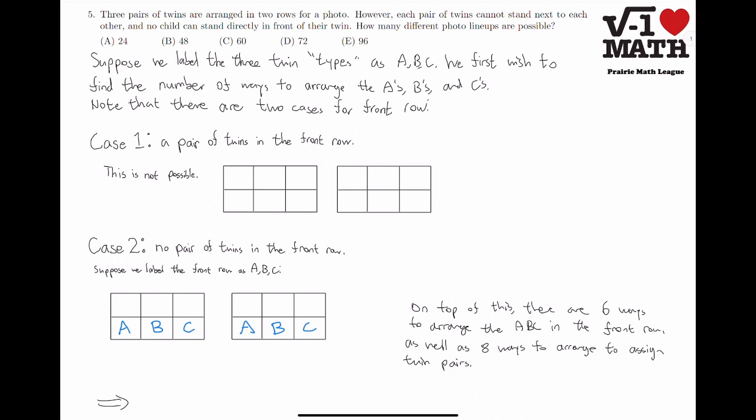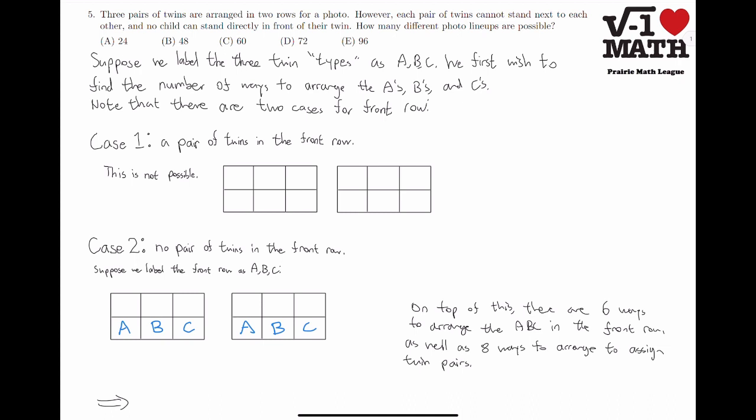We have 3 pairs of twins who are arranged in 2 rows for a photo. However, there can be no adjacent pair of twins. This includes both sideways and in front of each other. And now we wish to find how many different photo lineups are possible.